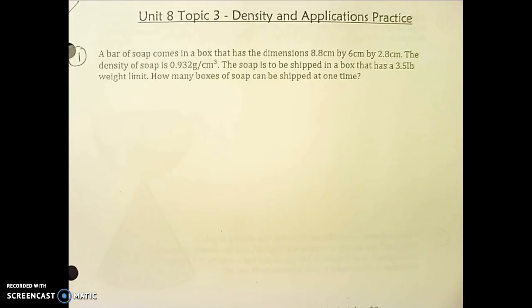So in order to determine how many boxes of soap we can ship, we need to know how much one box of soap weighs. Because of that weight limit, we know that we can't put more than 3.5 pounds in the box. So we have to know how much each bar of soap in its box is going to weigh. In order to do that, I have to start with volume. All of these questions are going to start with volume. Unless volume is given to you, you should be calculating volume as your first step every single time.